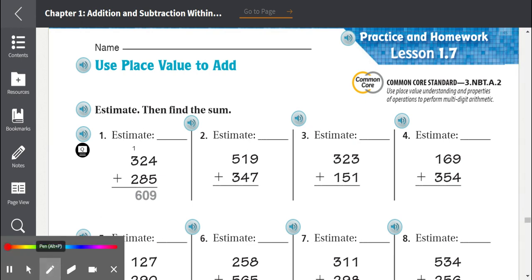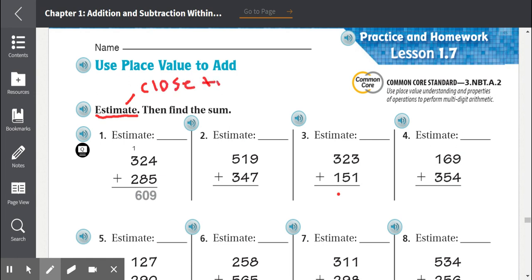So we know when we estimate, we find something close to the answer. We're not looking for the exact answer. We're finding a number that's close to the answer. Then we find the sum. The sum means to add. So I'm going to circle a plus sign because we know that the word sum means to add.